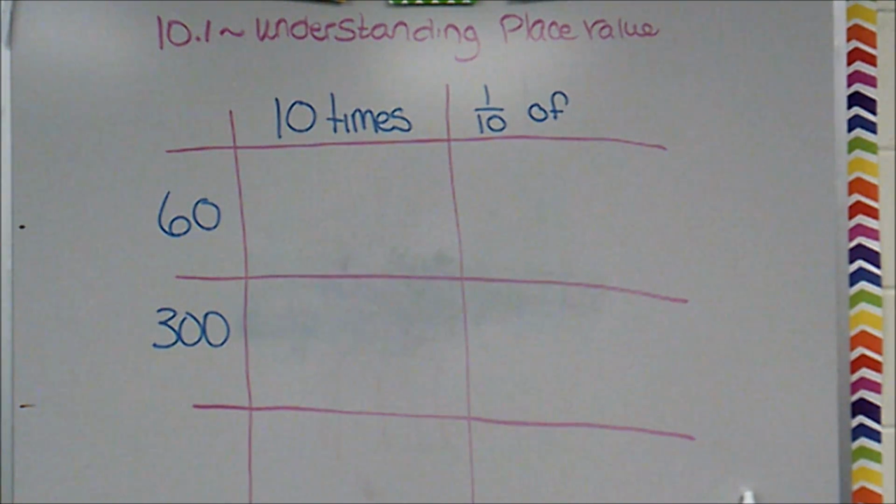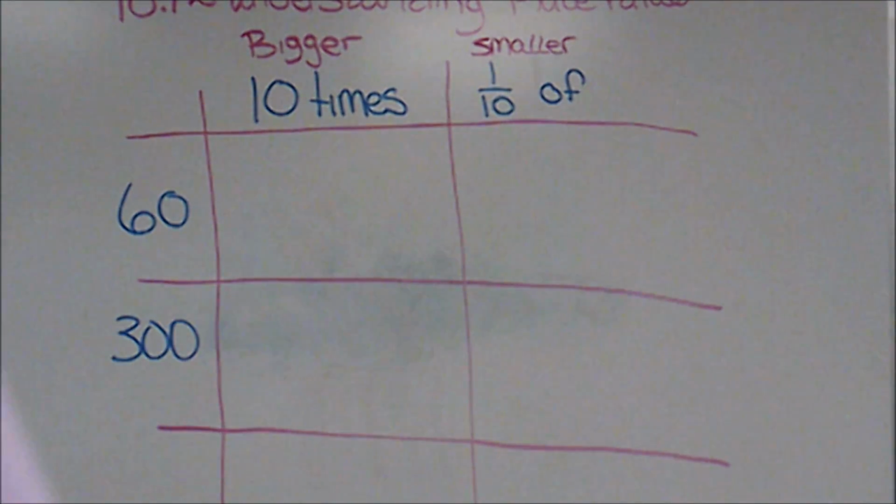Now looking at this table that I made, it has across the top 10 times and 1/10 of. Going down, you can see different numbers. We're going to fill in this chart answering those questions. So 1/10 of a number is always going to give me a smaller number if the number is a whole number, and 10 times as much as a number will give me a bigger number than what I started with, as long as it is a whole number, which is what we're working with right now.